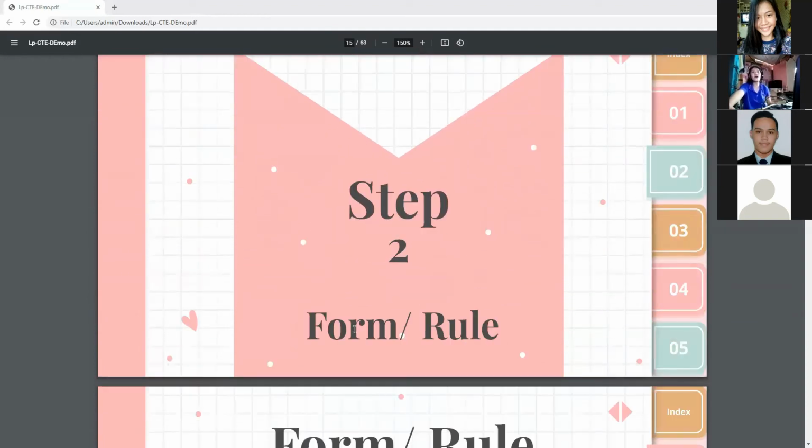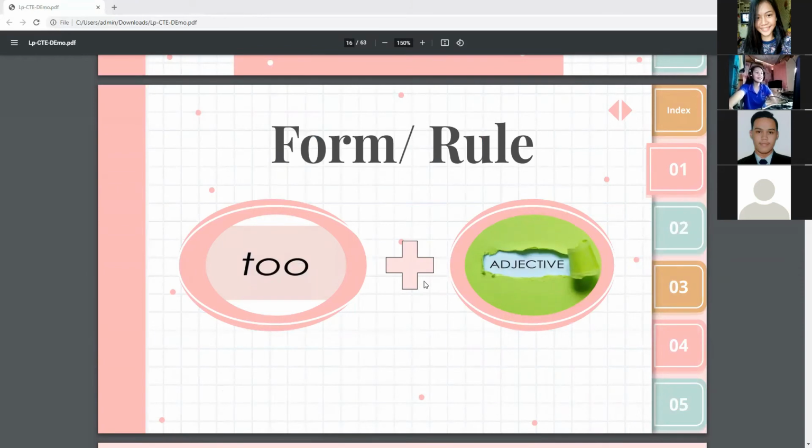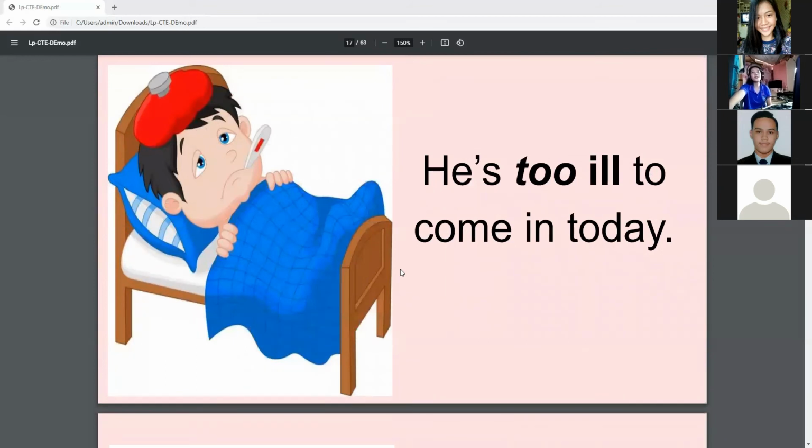So now let's talk about the form or rule of the word "too." First rule: too plus adjective. So "too" comes before an adjective. For example, Anthony, can you please read? He's too ill to come in today. What is the adjective used in the sentence, Russell? Ill. So the adjective here is ill, and we have the word "too" before an adjective.